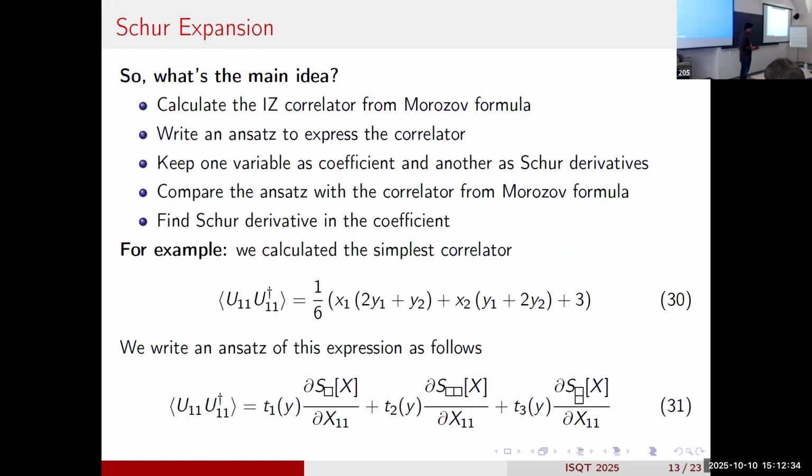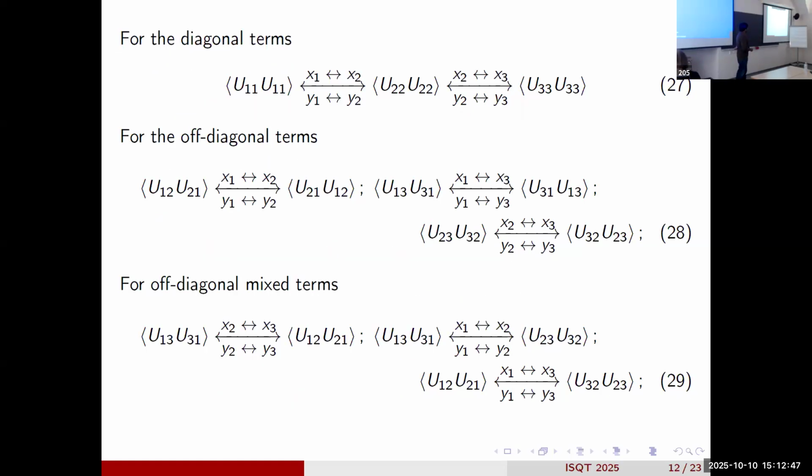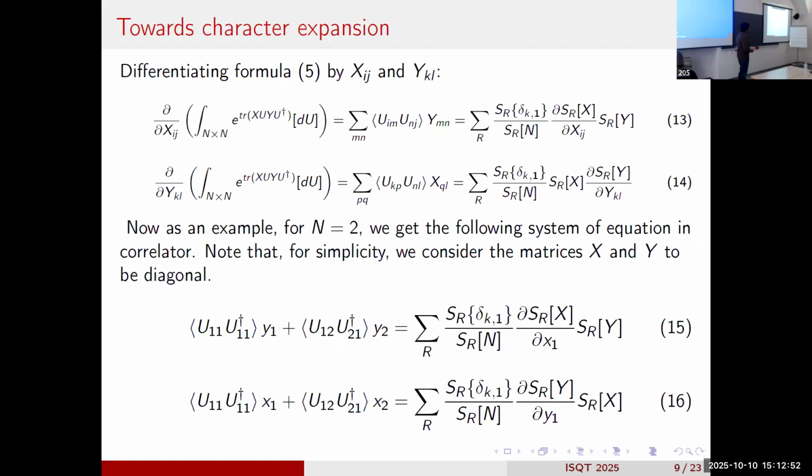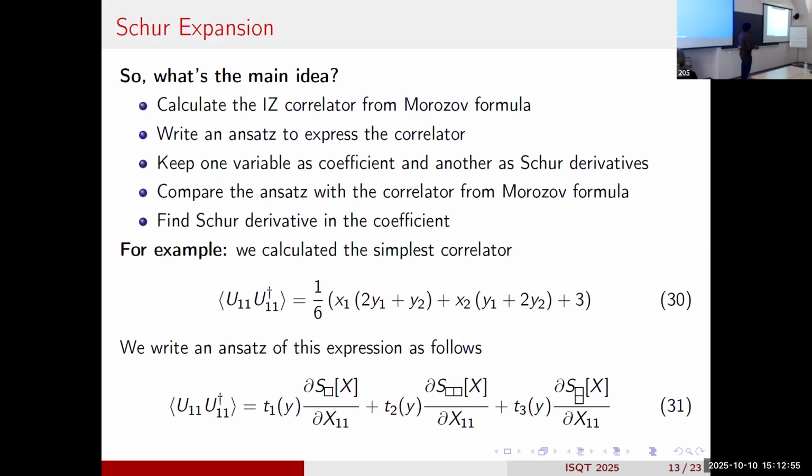So we need to think about a different approach. The different approach we call Schur expansion. So what is the algorithm of this approach? First of all, you take this big formula and calculate the correlator from it, and then you write an ansatz for the correlator using some coefficients, and then you compare both the ansatz and your correlation function, and you find the coefficients from this comparison.